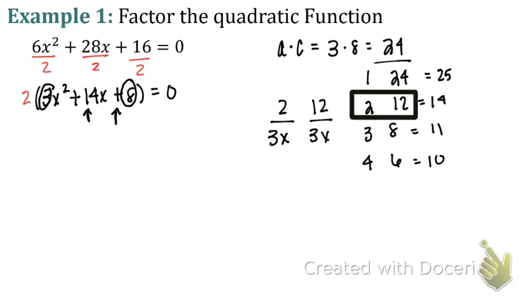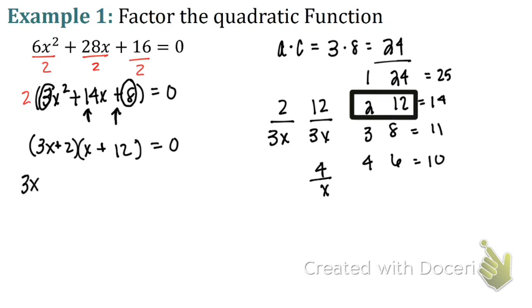2 over 3x does not simplify. However, 12 over 3x does simplify. Dividing the top and the bottom by 3, I'm going to get 4 over x. To fill in my parentheses, I have to take my bottoms up first, which are going to be 3x and x, and then a 2 and a 4. Both of these are positive, therefore a plus sign goes in between.